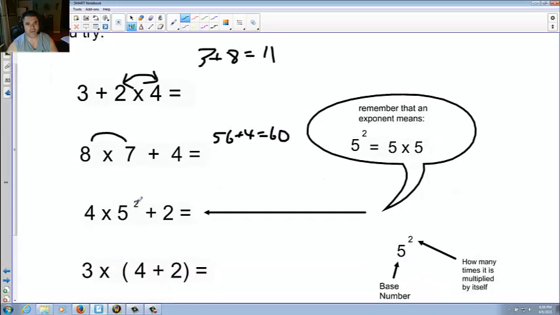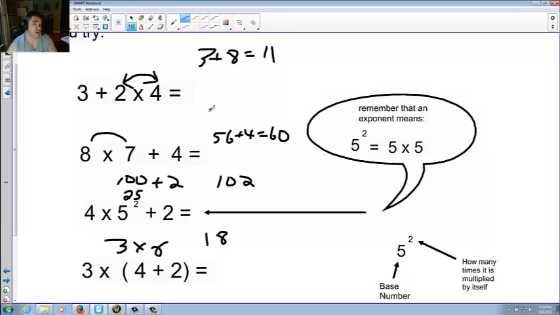Here, 4 times 5 squared goes first, so 5 squared makes 25. Then 4 times 25 makes 100. Finally, you plus 2, and you get 102. Finally, 3 times 4 plus 2. While times does go before a plus, here the plus is inside of parentheses, so 4 plus 2 makes 6. And now you have 3 times 6, which makes 18.